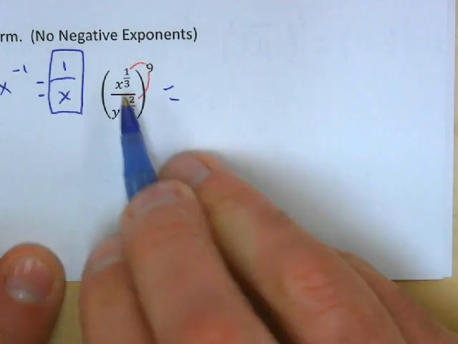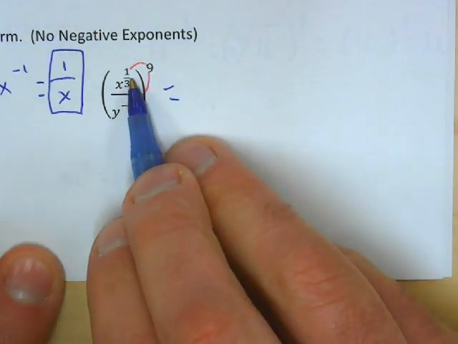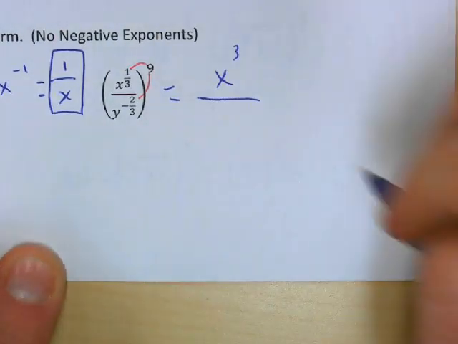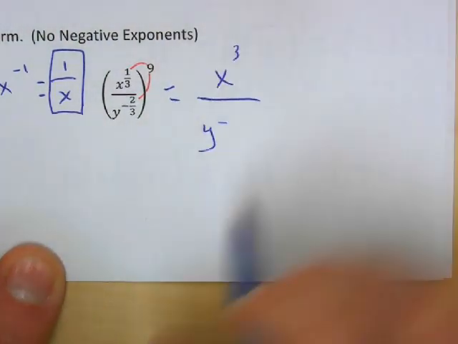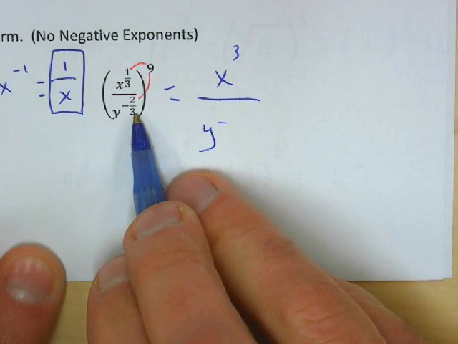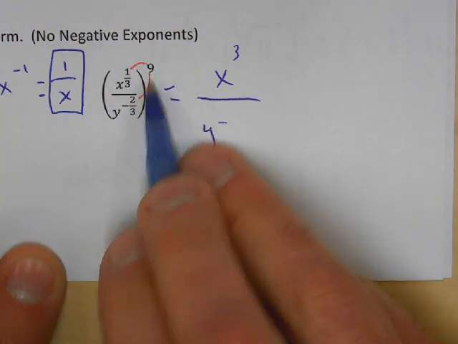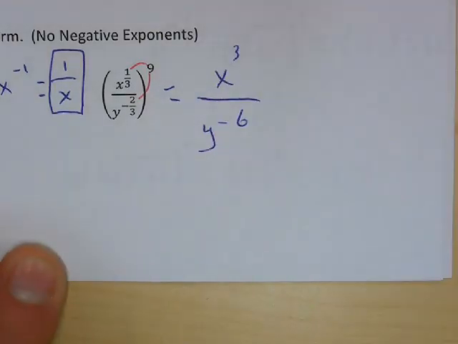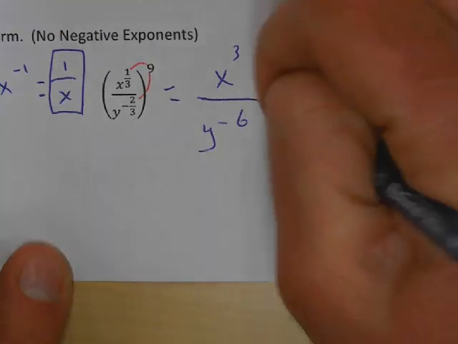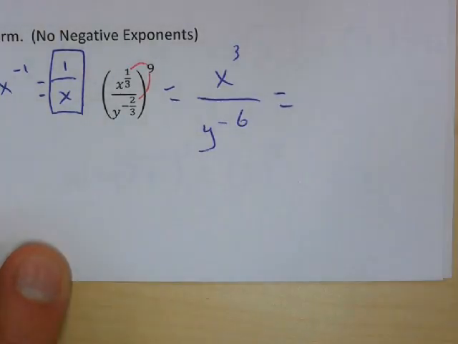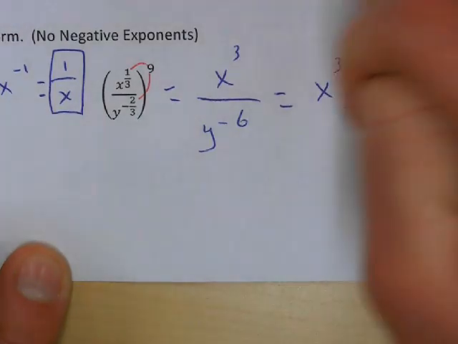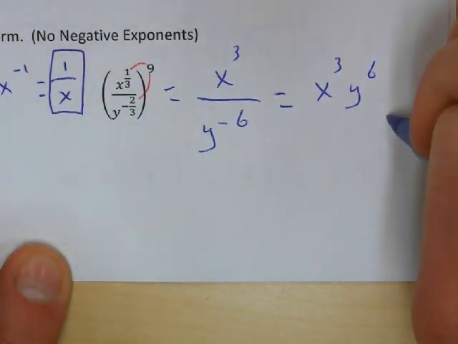And when I do that, x to the 1/3 to the 9th, well, 9 times 1/3 is 3, so I get x to the 3rd over y to the negative, and then 2/3 times 9. So again, 2 times 9 is 18, divided by 3 is 6. So we just get negative 6. Okay? All right, so that's nice. And then the last thing we got to do is just make this exponent positive by flipping it to the top. So we get x to the 3rd times y to the positive 6. And that's our answer.